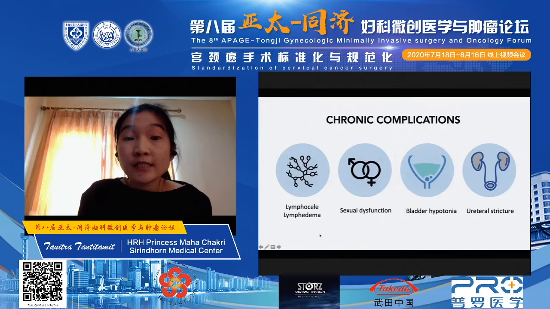The chronic complications usually mean the complications occur more than 1 month after surgery. Even though these complications occur less frequently, they affect the quality of life of the patient significantly. These complications are lymphocysts or lymphedema, sexual dysfunction, bladder hypotonia, or ureteral stricture, especially in the cases receiving adjuvant radiotherapy.